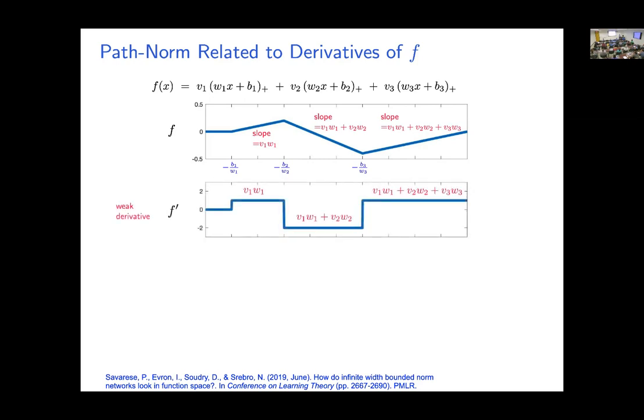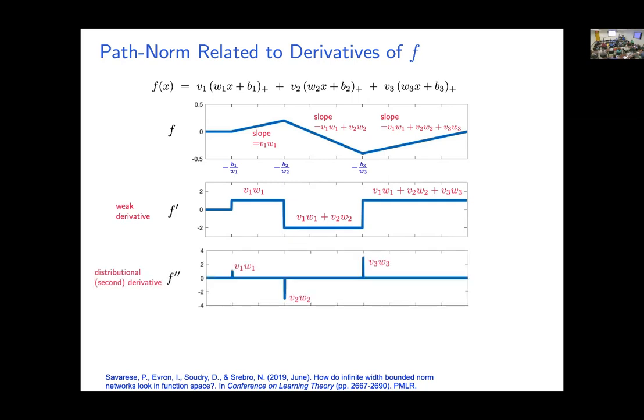If you take the derivative of that function, you get a piecewise constant function, of course, and the levels of each piece are proportional to those slopes. If you take the derivative of that, you get impulses with the height of the differential of each of these steps. Roughly speaking, you can see that the height of each of these impulses is exactly proportional to the product of those weights.